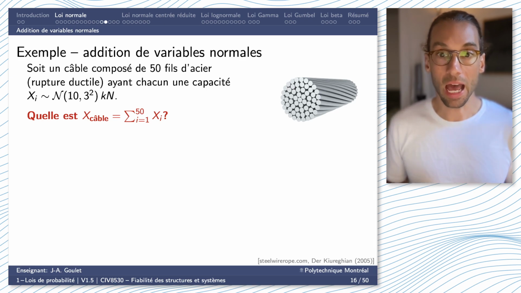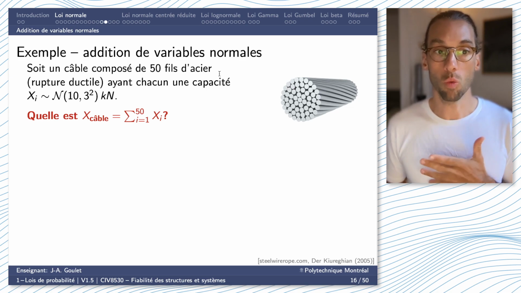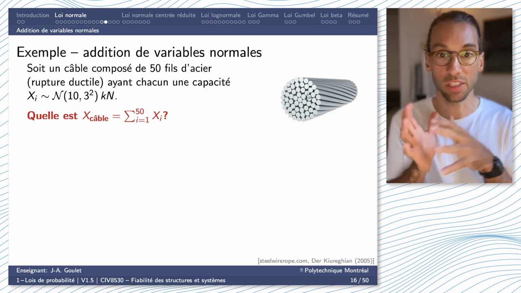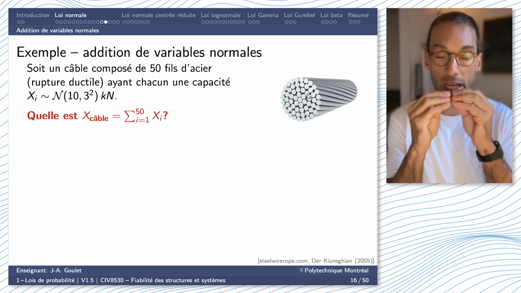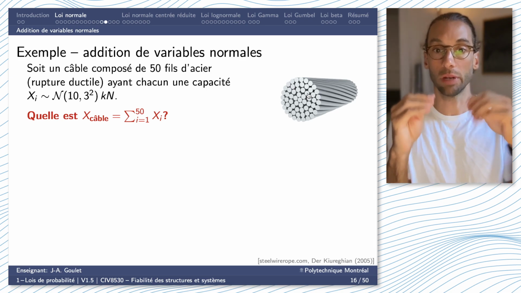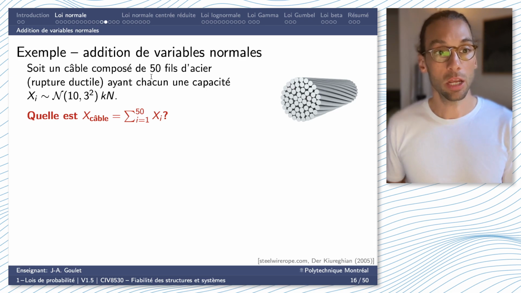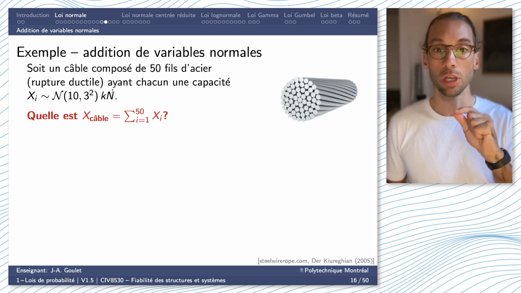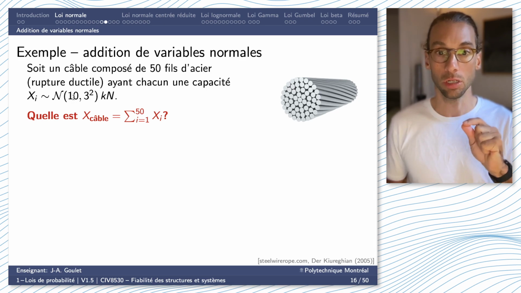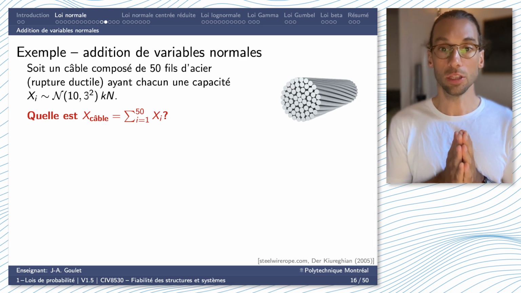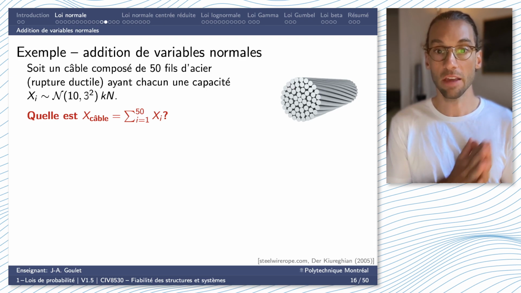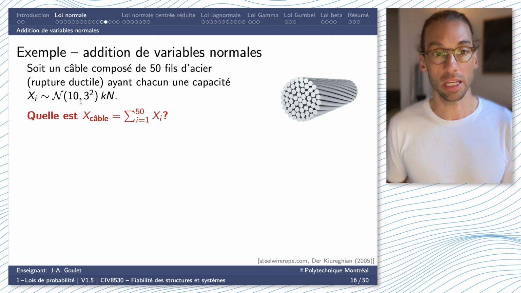So let's look at an applied example of this case. Imagine we have a cable like this one, which is made of 50 steel wires. We're going to assume that each of the wires is made of steel that has a ductile failure mode. So if we reach its limit state, it's going to increase in length without additional increase in force. And then we have the knowledge that each of these wires has a prior resistance of 10 kilonewton with a standard deviation of 3. The question we want to answer is, what is going to be the resistance of that cable if our knowledge of the resistance of each wire is this one?